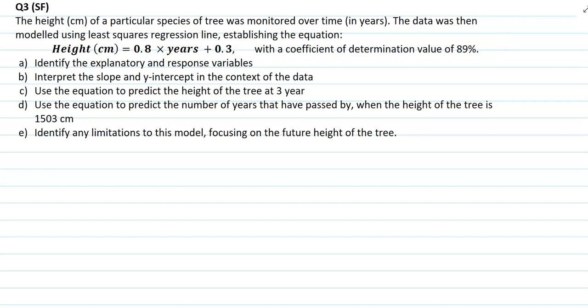First thing the question's asking us to do is to identify the explanatory and response variables. So the explanatory variable, because of the format of the equation, is our time in years, and our height is the response variable.